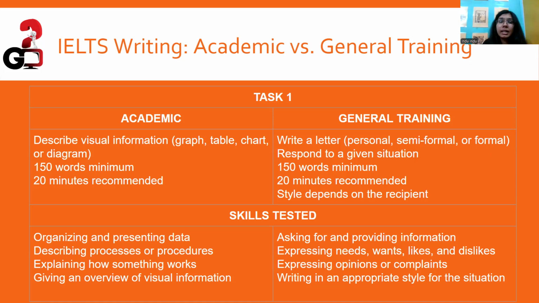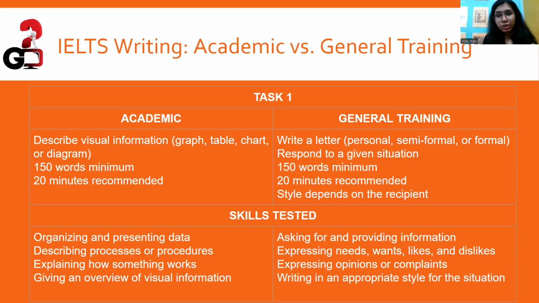All right. The academic task 1 basically tests your ability to organize and present data, describe processes, explain mechanisms, and provide an overview of visual information. It's focused on skills you need in an academic environment.